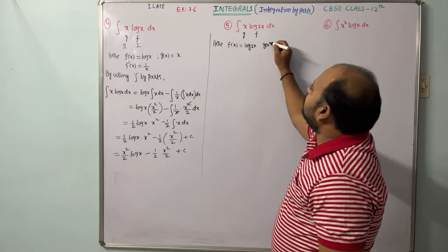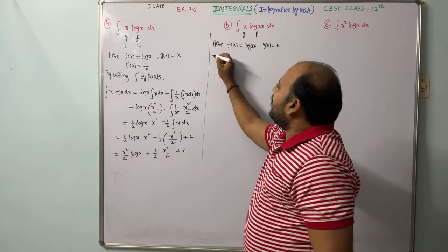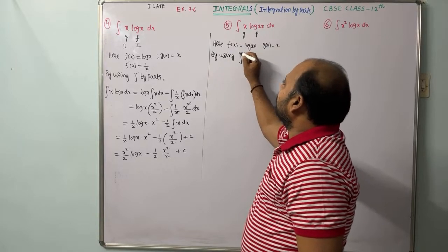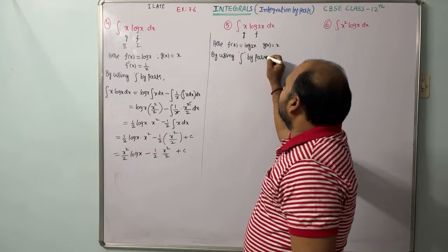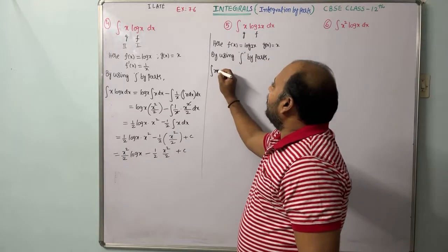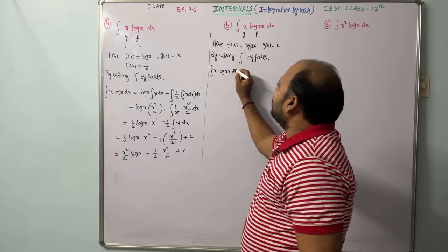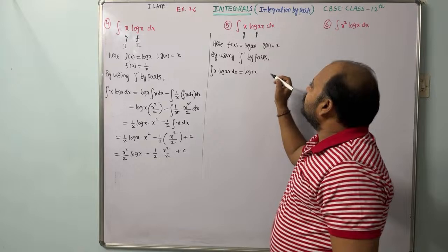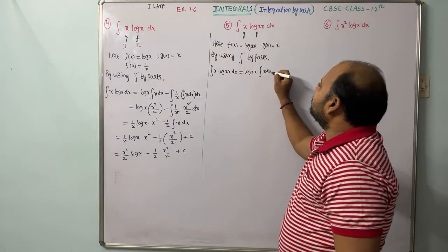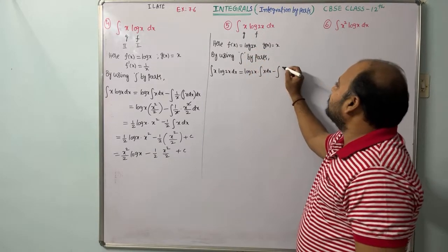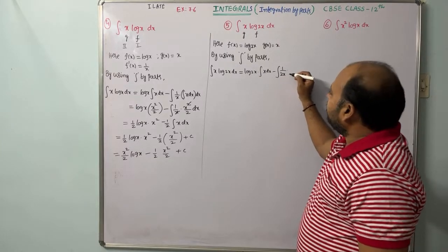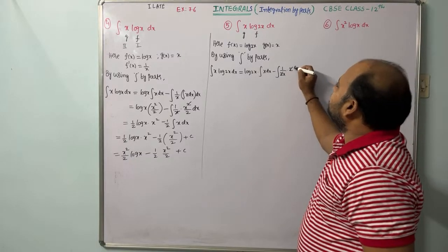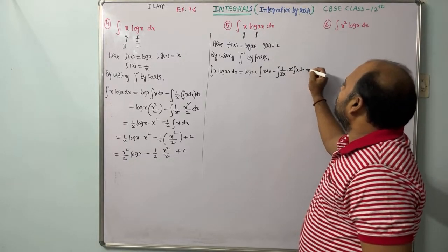Here f of x is equal to log 2x and g of x is equal to x. So by using integration by parts, integral x into log 2x dx equals log 2x into integral x dx, minus integral, log 2x derivative is 1 by 2x, again 2x derivative is 2, 2 cancels, integral x dx, whole dx.